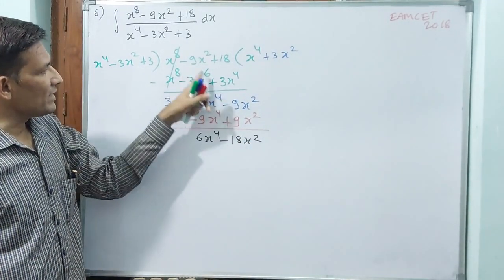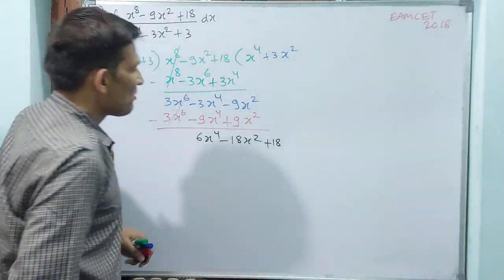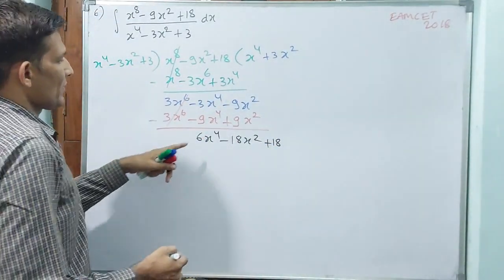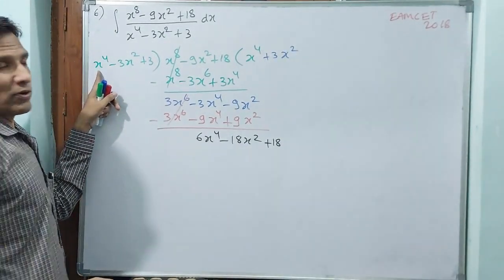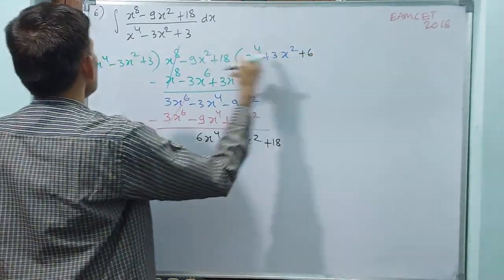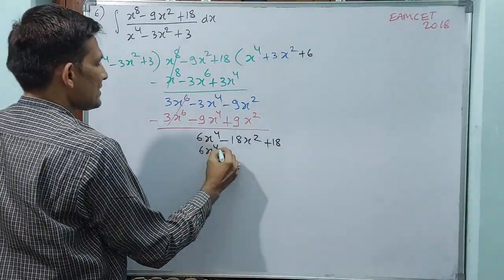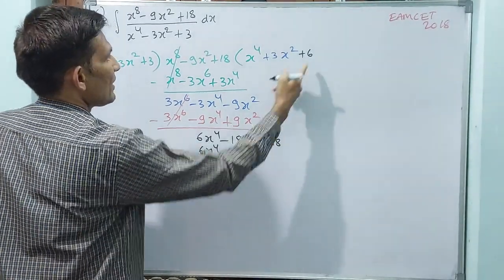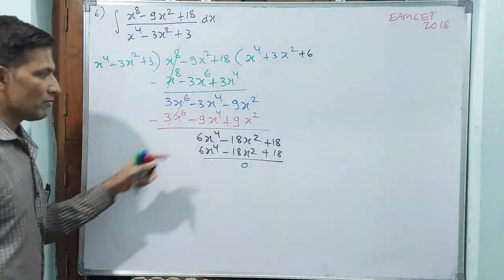Over, no, why? Because the 9x square only we have taken, plus 18 also is there, you take plus 18 also. This may be the last attempt. Okay, you see, 6x to the power of 4 is there, but only x to the power of 4 is there, you add only plus 6, that's all. 6 into x to the power of 4, 6x to the power of 4, 6 into minus 3, minus 18x square, 6 into 3 plus 18, 0, both are same.